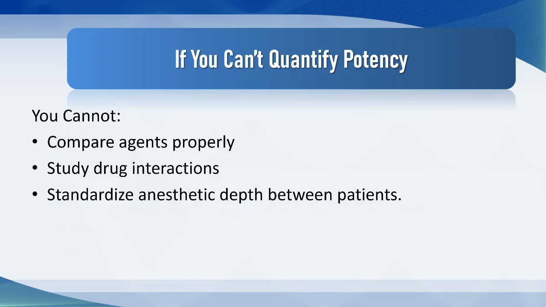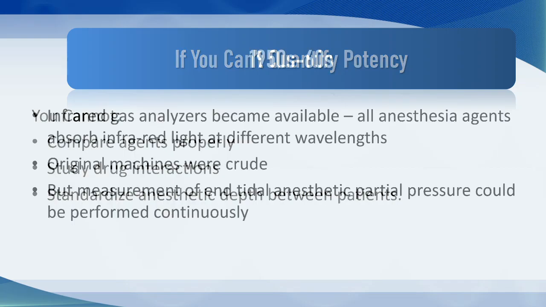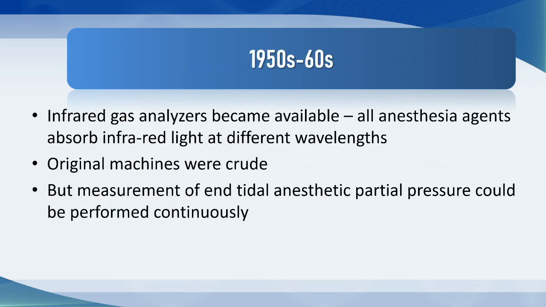To do that, you need to have a measure of how much anesthetic the patient is actually receiving, and you had to link that measurement to a reproducible biological effect. In the late 1950s, infrared gas analyzers became available so that all of those volatile and gas agents which absorb infrared light at different wavelengths could have their concentrations measured on inspiration and expiration.